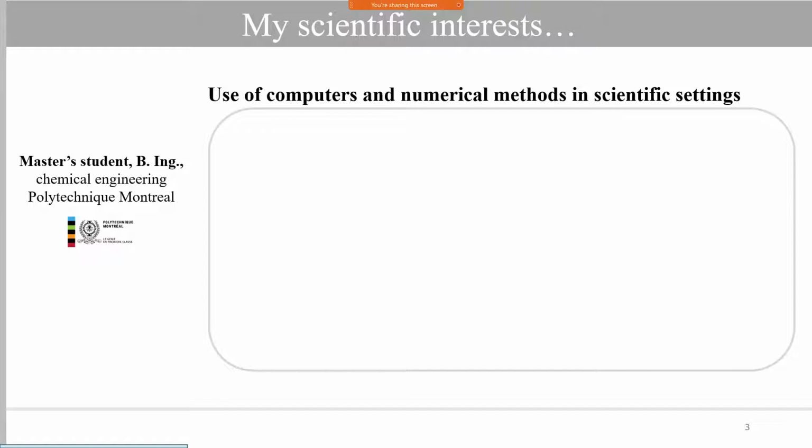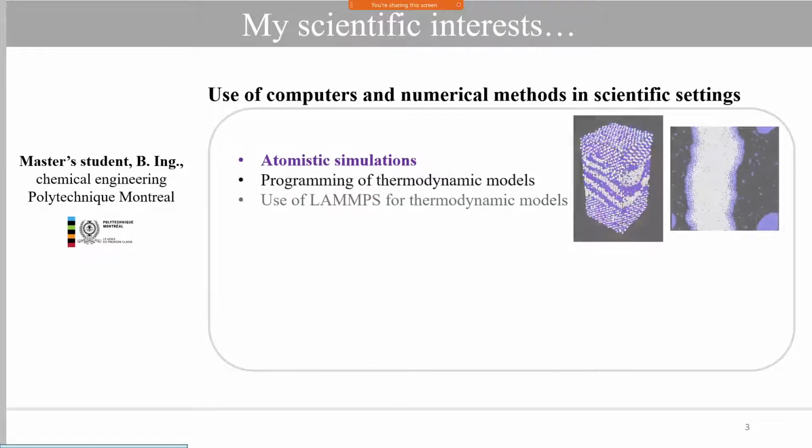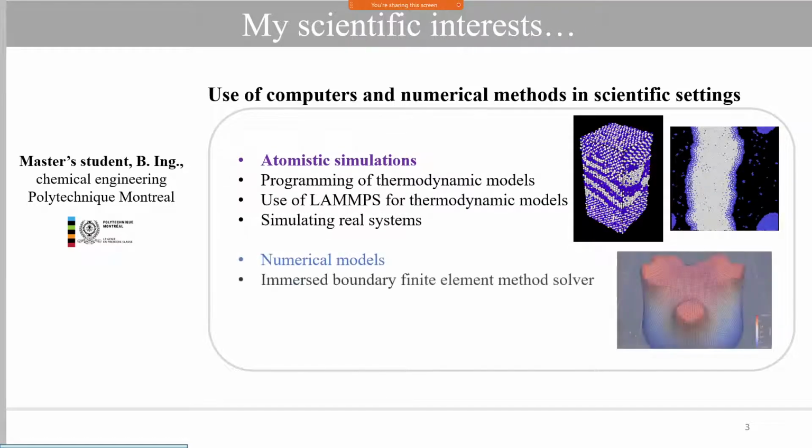So, about me and my scientific interests. I have a bachelor's degree in engineering at Polytechnique, and I'm currently doing my master's, as GP has said. My interests are basically in atomistic simulations as well as in numerical models, ideally using both in the use of informatics inside the field of chemical engineering.